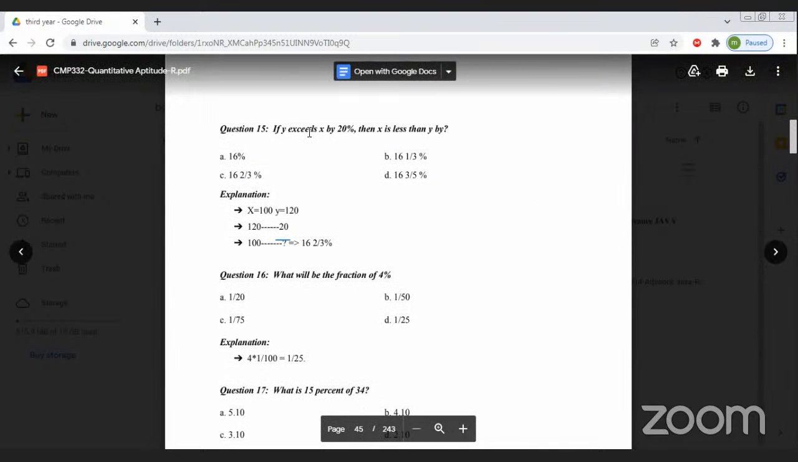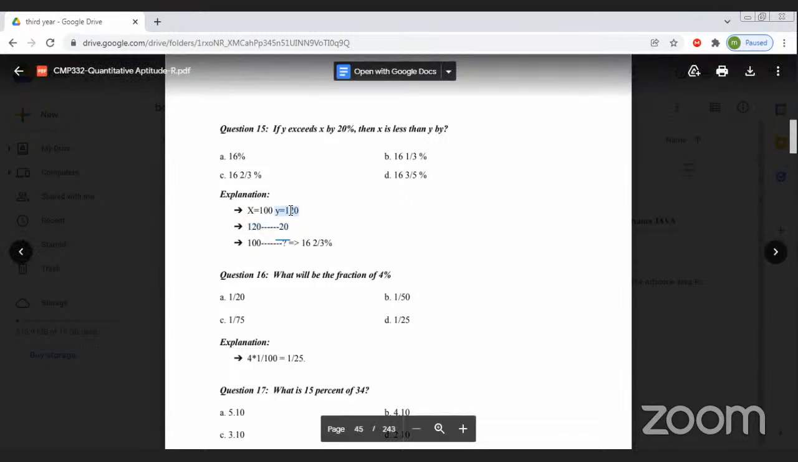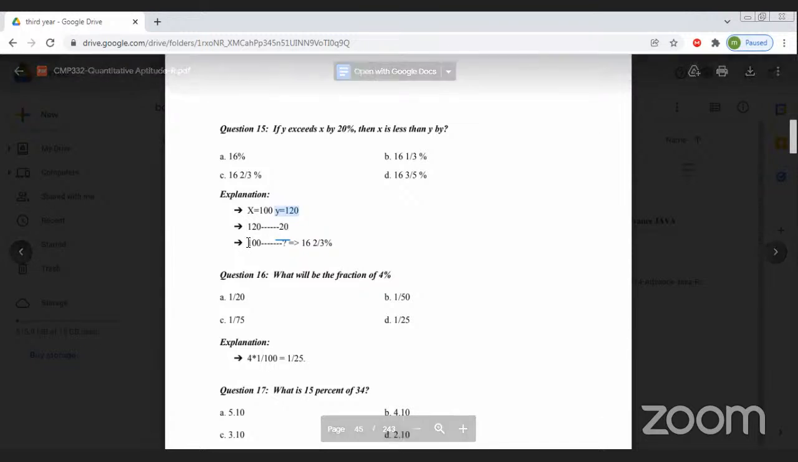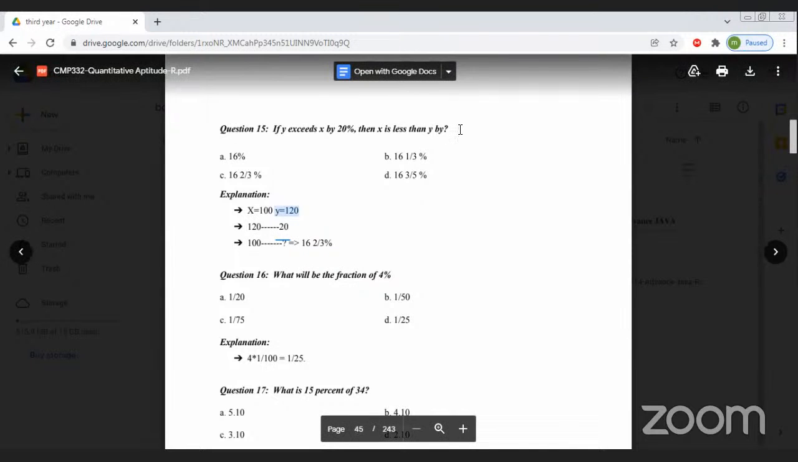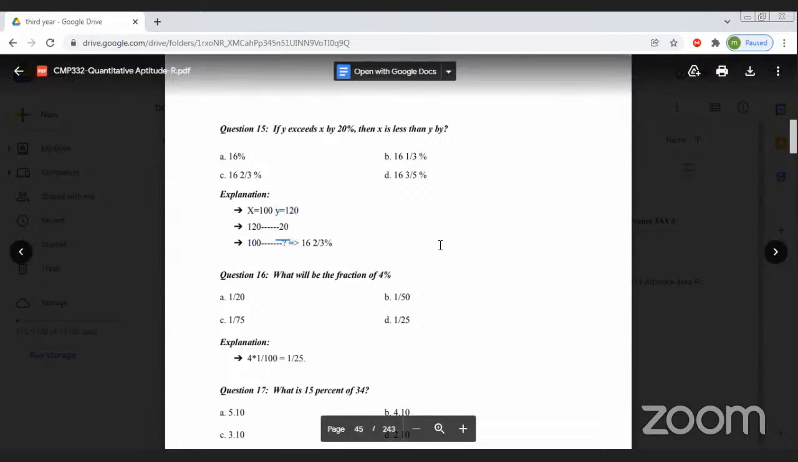Let's take this. Y exceeds X by 20%. Now, exceeds means what? Exceeds means it is increasing, right? See, if your Y is 120, it is exceeding by 20 over 100. Then X is less than Y by how much? So, what do you think? By how much will it be?